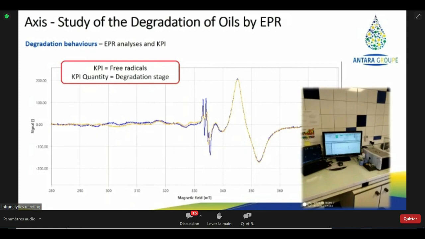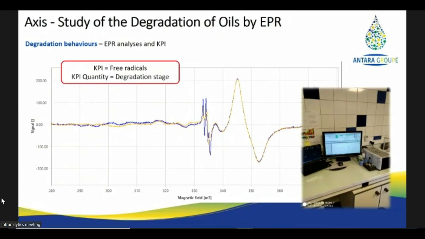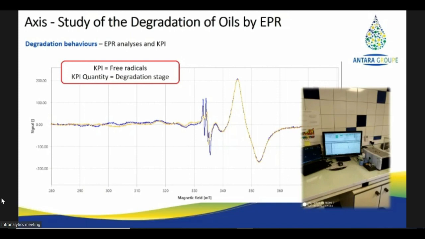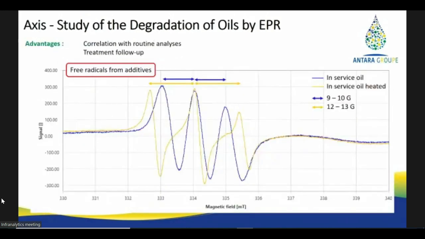So once the oil is aged, we do EPR analysis, and we are looking for the free radicals in the oil. These free radicals can be assimilated to a sort of quality indicator, and this quantity can lead us to the degradation stage of the oil, depending on the amount and depending on the type.